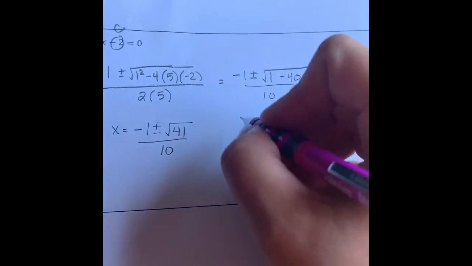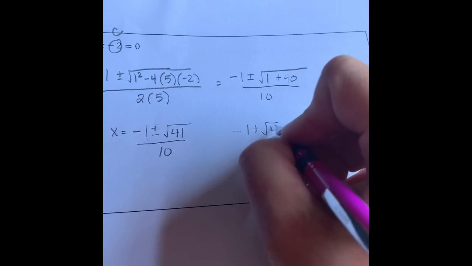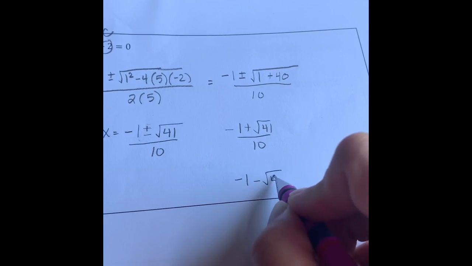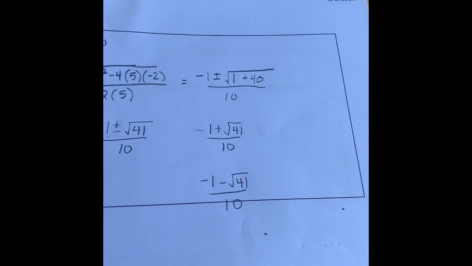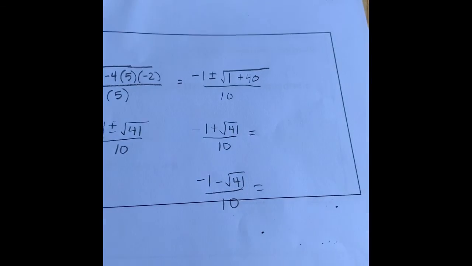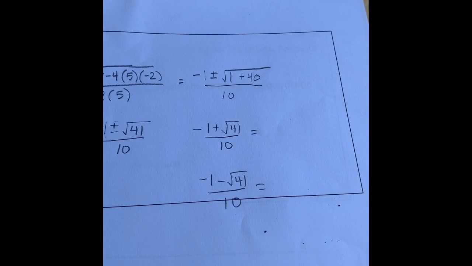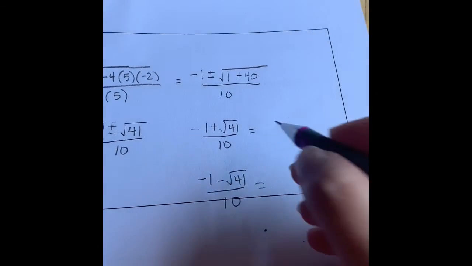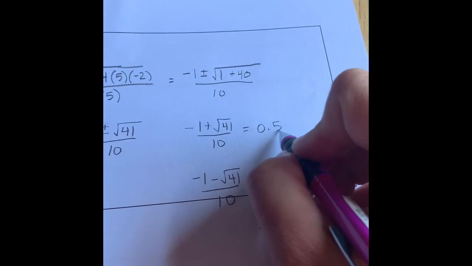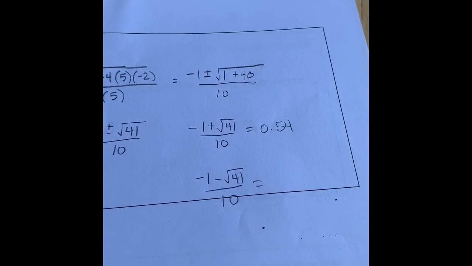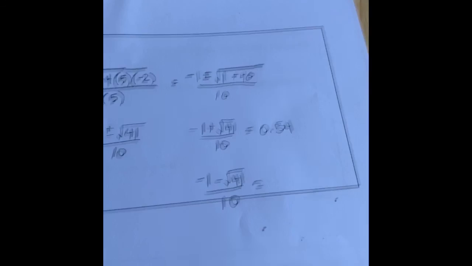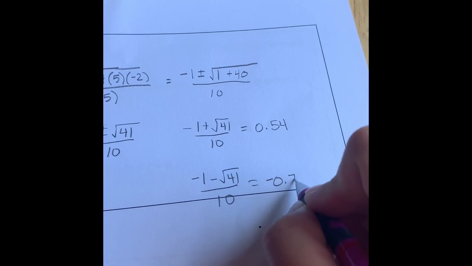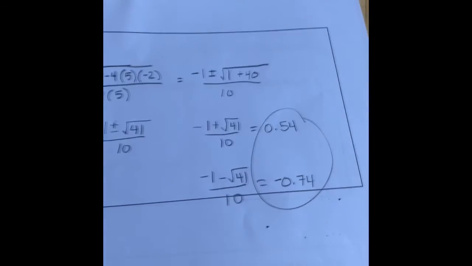So I'm going to split this up. Negative 1 plus the square root of 41 divided by 10, and negative 1 minus the square root of 41 divided by 10. Now I can plug those into the calculator and get my answers. So negative 1 plus the square root of 41, divide that answer by 10, and we get 0.54. Put negative 1 minus the square root of 41, take that answer and divide it by 10, and we get negative 0.74. And those are your two answers.